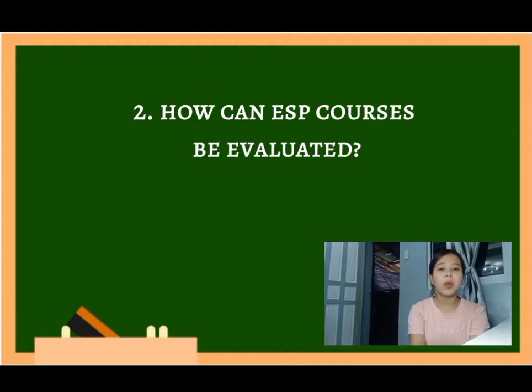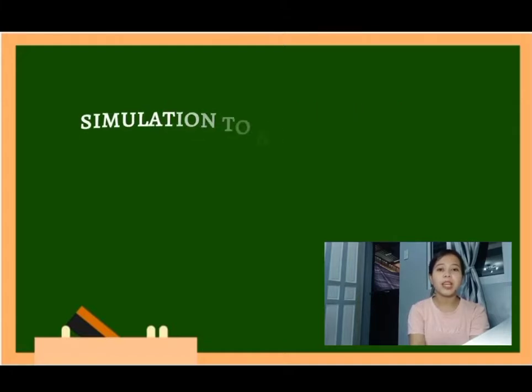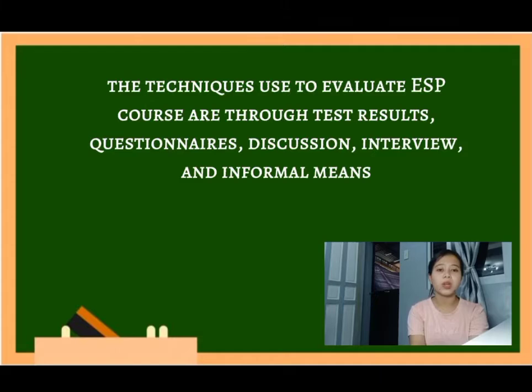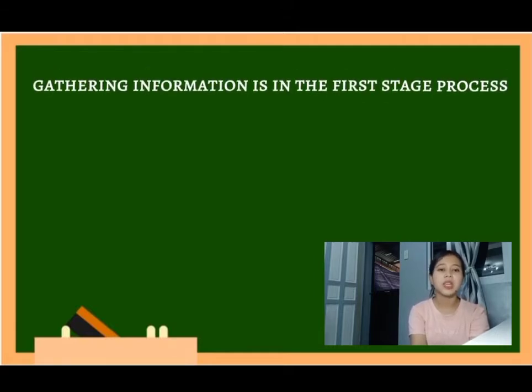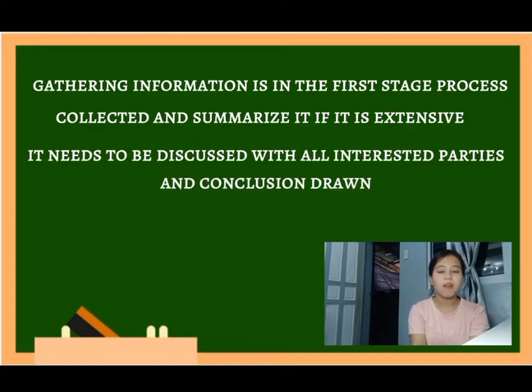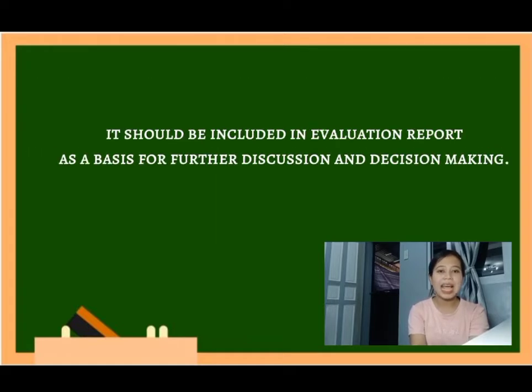Another aspect that needs to be considered is how can ESP courses be evaluated? In theory, there are many ways to evaluate an ESP course, from simulation to suggestion boxes. However, in practice, the most common techniques to evaluate an ESP course are test results, questionnaires, discussion, interview, and informal means through comments, casual chats. Also, the suitable techniques are used based on the teaching situation. The evaluation information is gathered in the first stage, then collected and summarized if it is extensive. It needs to be discussed with all interested parties and conclusions drawn. Finally, it is included in an evaluation report as a basis for further discussion and decision making.